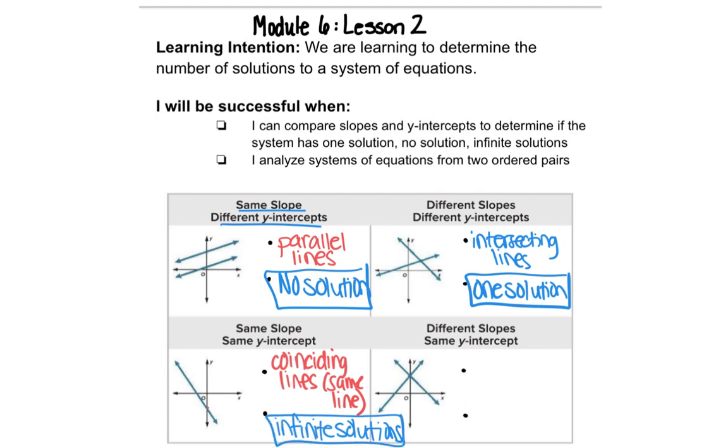All right, and then finally over on the right side, we have different slopes with the same y-intercept, and these are also intersecting lines. Intersecting lines, and there is one solution.